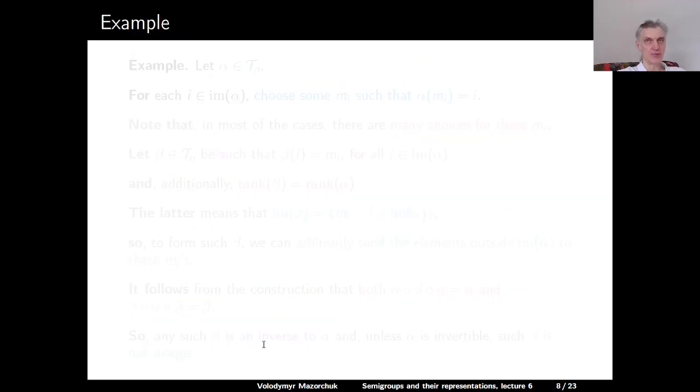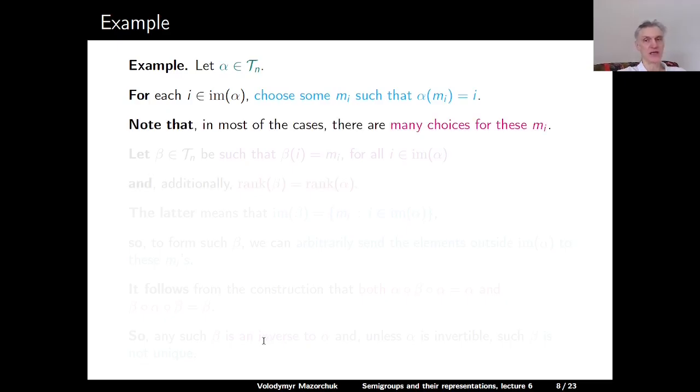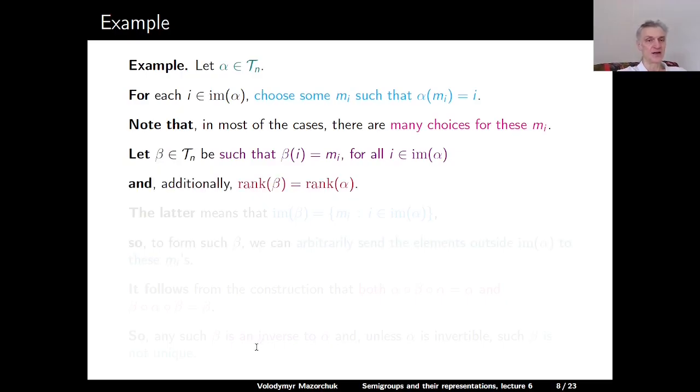Let's look at an example in which we will see that the inverse is usually not unique. Let alpha be an element in the full transformation semigroup Tn. For each element I in the image of alpha, choose some mi such that alpha sends mi to I. And of course note that in most cases this mi is not unique, so we have many choices here how to choose mi. Let beta be a transformation which sends I back to mi for each I in the image of alpha, and additionally the rank of beta is equal to the rank of alpha.